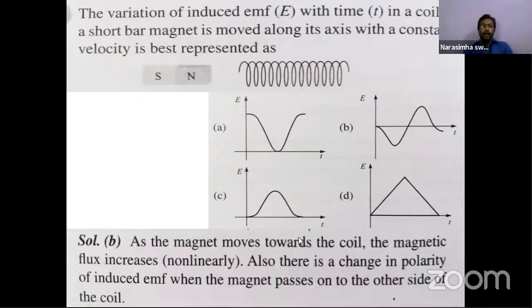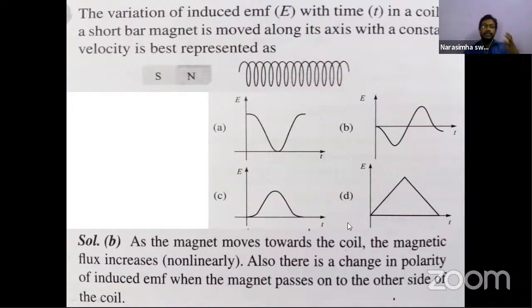As the magnet moves towards the coil, look at this. Observe, it's almost theoretical based, right? There is no formula and all, theoretical based. So as the magnet moves towards the coil, the magnetic flux increases. Magnetic flux increases. Yes or no?